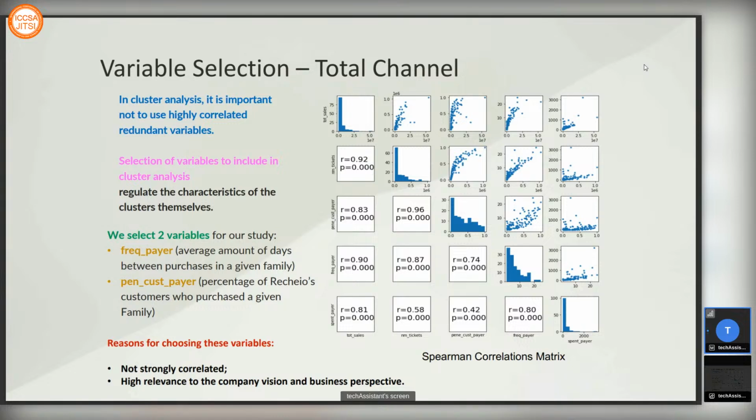So we selected 2 types of variables for our study: the frac pair, which is the average number of days between purchases in a given family. And we use another, the pencast pair, because this is the percentage of Recheio's customers who purchase a given family. There are 2 reasons for choosing these variables: they are not strongly correlated and they are important to the company vision and business perspective.